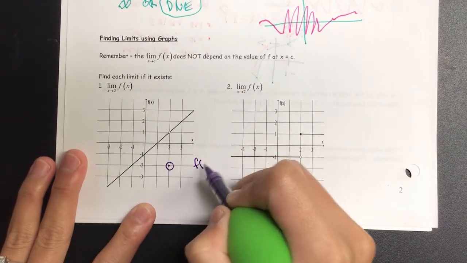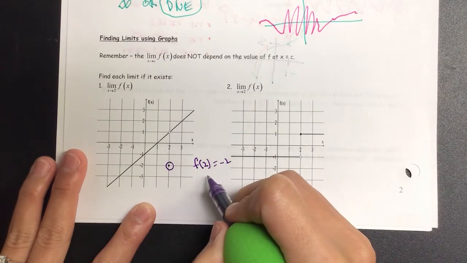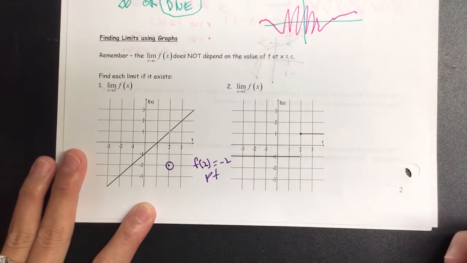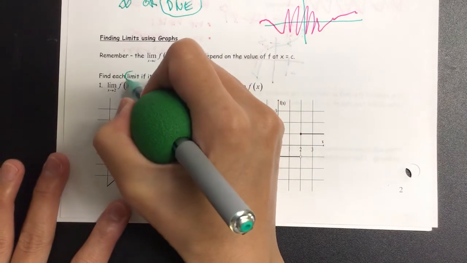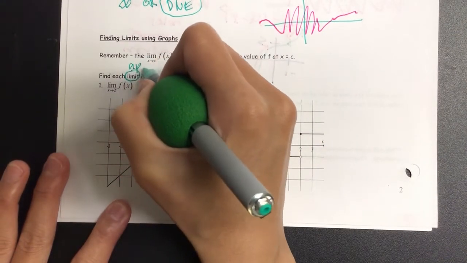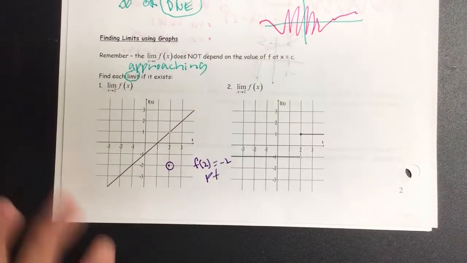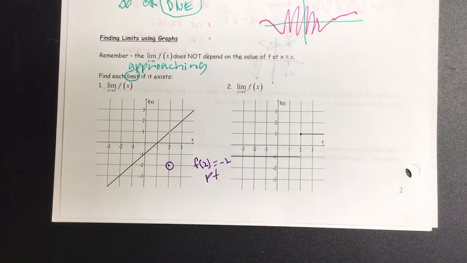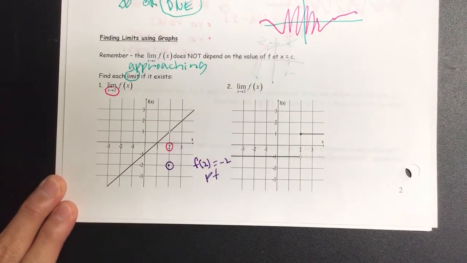That point is represented by f of 2 is equal to negative 2. Y'all know that having a dot is called a point, right? So then when something is approaching, let's go ahead and emphasize again: limit means it is approaching, it does not have to get there. It can. So let's see where it's approaching.